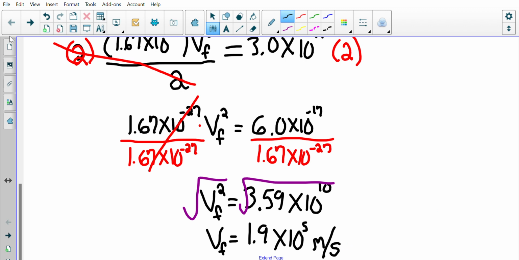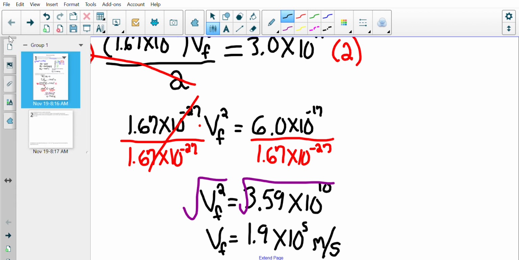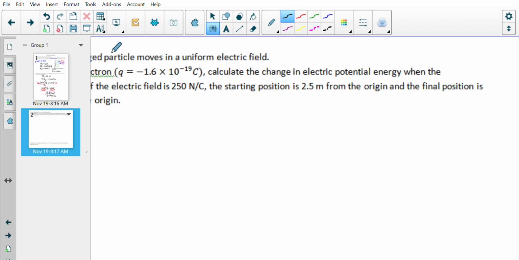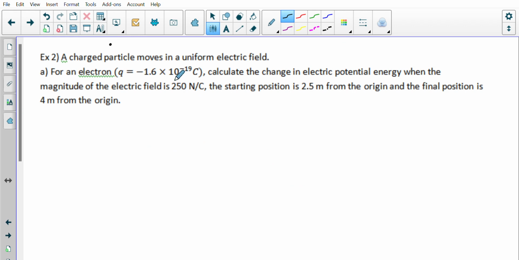A proton's really small. All right, let's try another one of those. This time we're going to look at an electron. Again, we have an electron that is moving in an electric field. So once again I'm going to draw that. We've got a positive plate here. It's always referring to a positive plate.